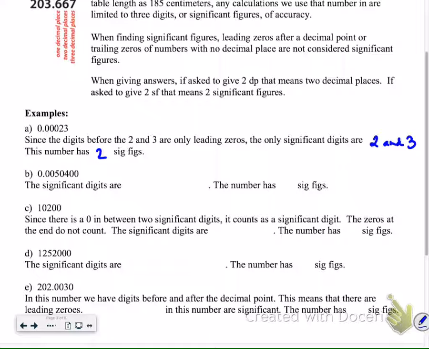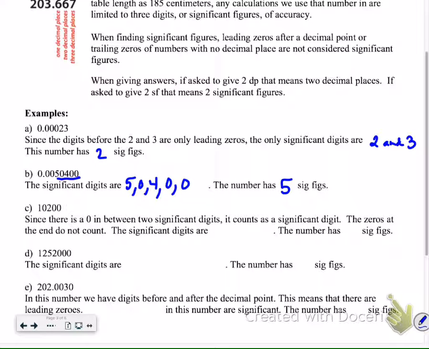Okay. Now the next one, I've got a bunch of zeros, but in this case, all of this, okay, all of that is what is considered counting. So the zeros in this case at the end do count because it's in a decimal. If this was not a decimal, then the zeros at the end would not count. So in this case, my significant digits are 5, 0, 4, 0, and 0. So this number has 5 significant figures.